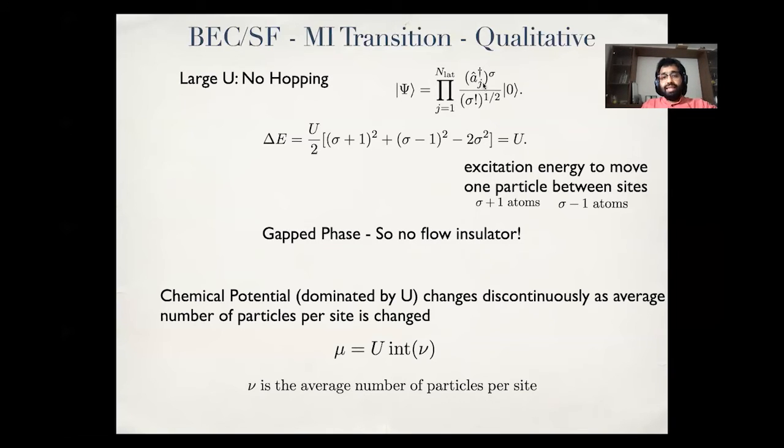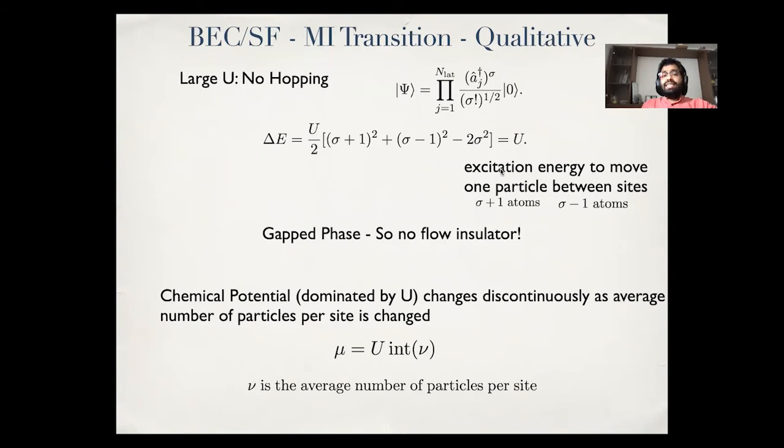So in the jth site, if I have an atom number of sigma, my total state is basically of this form. Right, so it is a_j dagger to the sigma. In each site, I create sigma atoms in the localized state. Now, this state, I want to show that this is kind of an insulating state, or an insulator. How do I show that qualitatively?